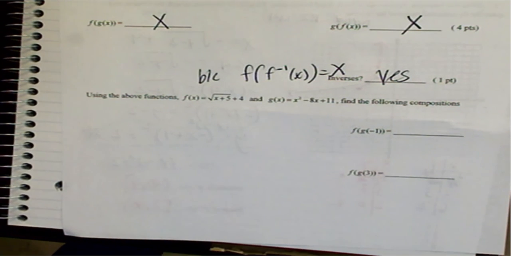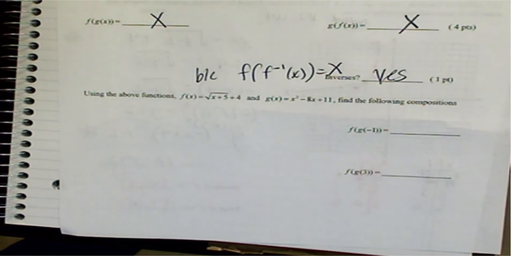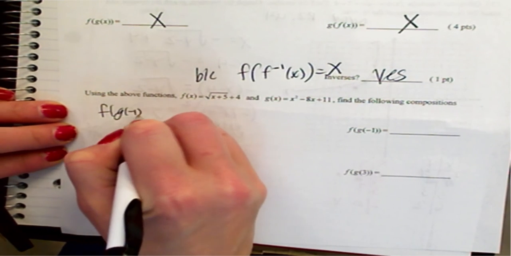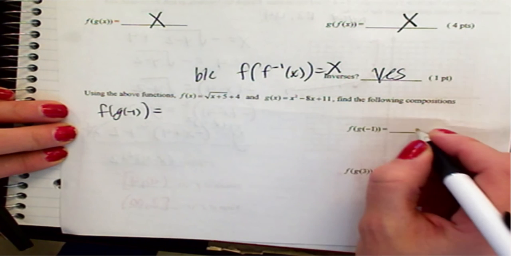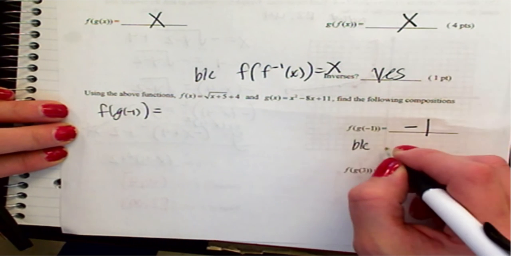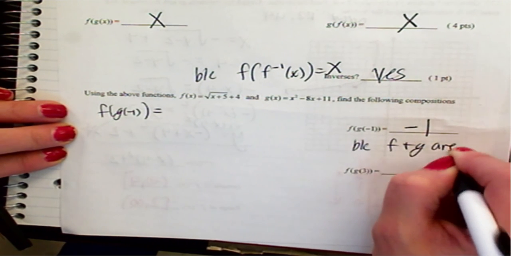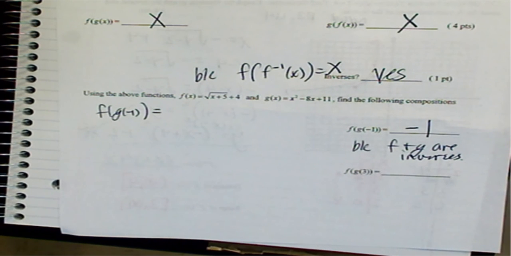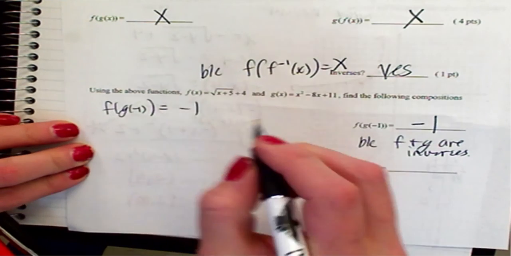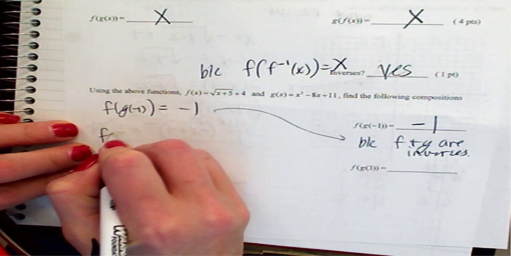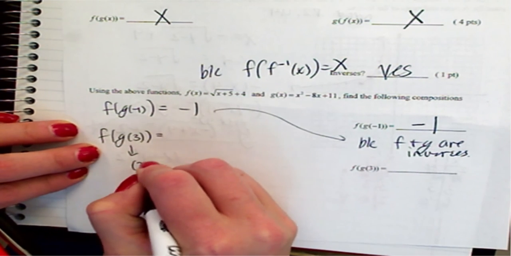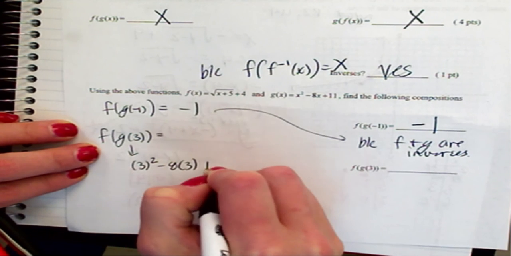Okay, last one. These are the functions from above, so we're going to plug in -1. f of g of -1. I'm going to be funny because f and g are inverses. I don't even actually have to do anything because they're inverses. I will work out the second one. Okay? f of g of 3. So let's start with g. 3 squared minus 8 times 3 plus 11.